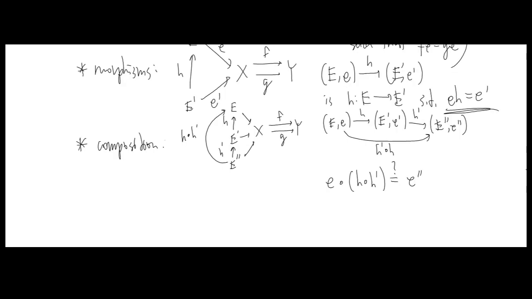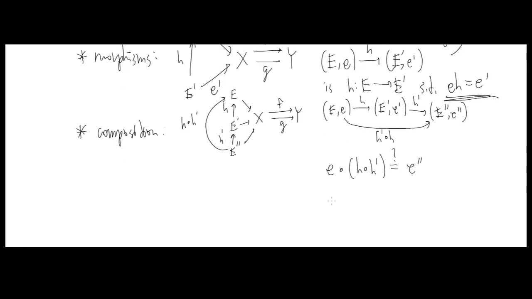And let's see if this is so or not. E composed with this composite, by associativity, is the same as E composed with H and then composed with H prime. But E composed with H, because H is a morphism, is equal to E prime. And we get this. And E prime composed with H prime, because H prime is a morphism, is equal to E double prime. Is that okay?